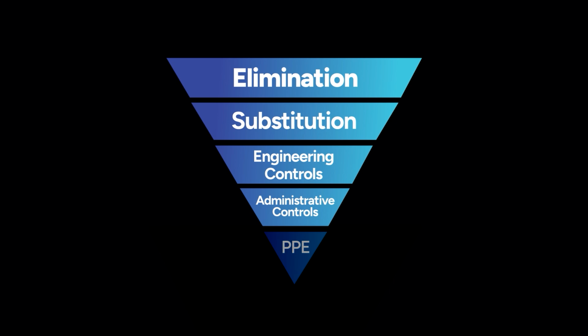Look at the bottom of the pyramid. That's where PPE, personal protective equipment, lives. This is our last line of defense, and it's used to protect workers when there are still risks present after all other control measures have been implemented. PPE is important, but it's always safer to eliminate or control the hazard before relying on PPE. Doesn't mean you don't use it, but you don't want it to be your first line of defense.